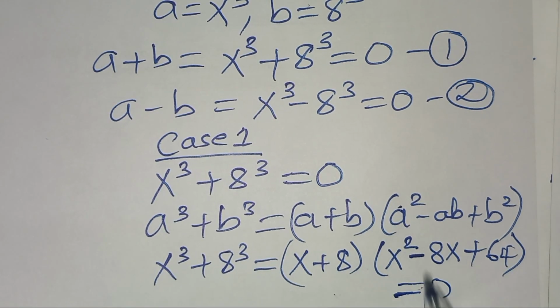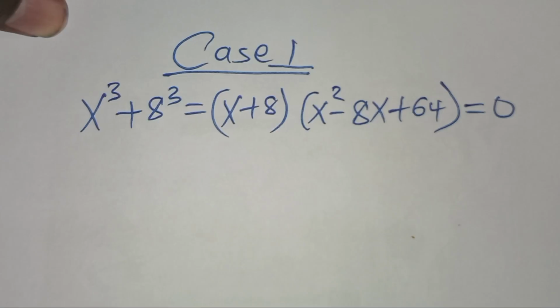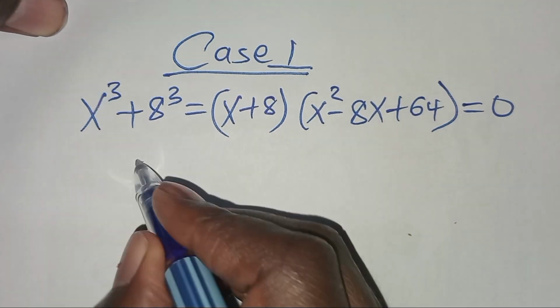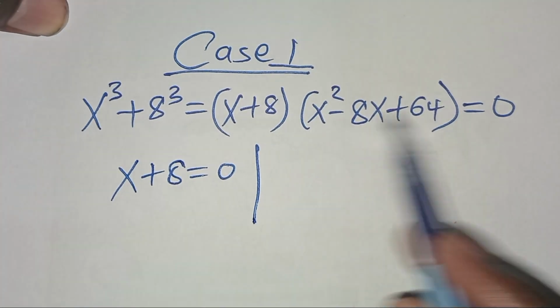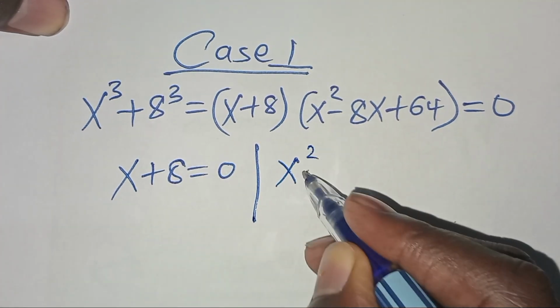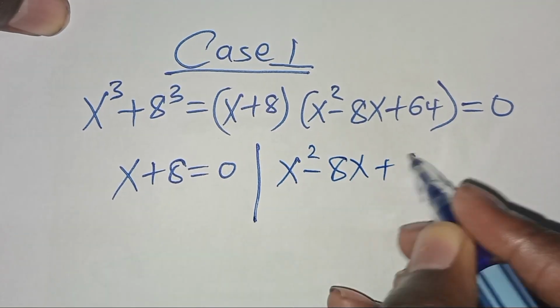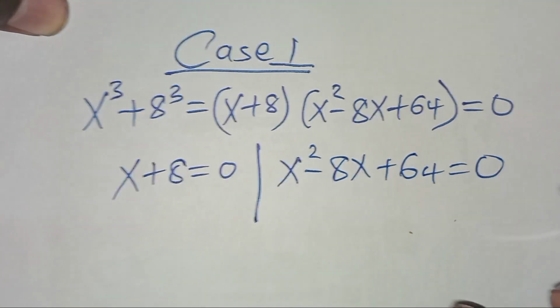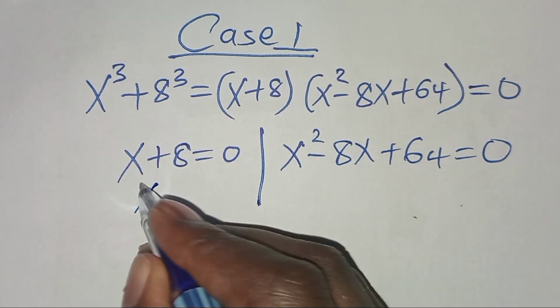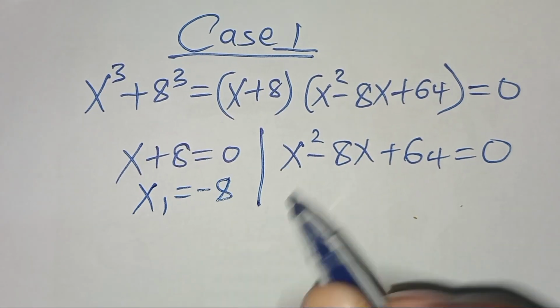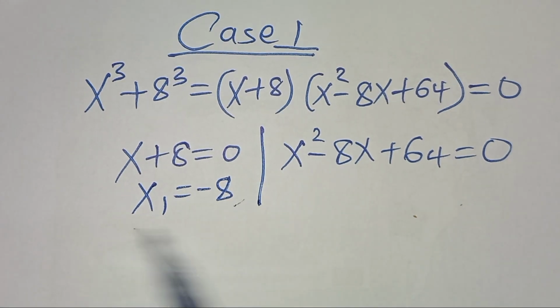So let's proceed from here. We have two parts here. We have that x plus 8 is equal to 0. The second part here is x to the power 2, subtract 8x plus 64, equal to 0. Now, that means that here we have x1 is equal to negative 8. This is the first solution we have, a real solution.